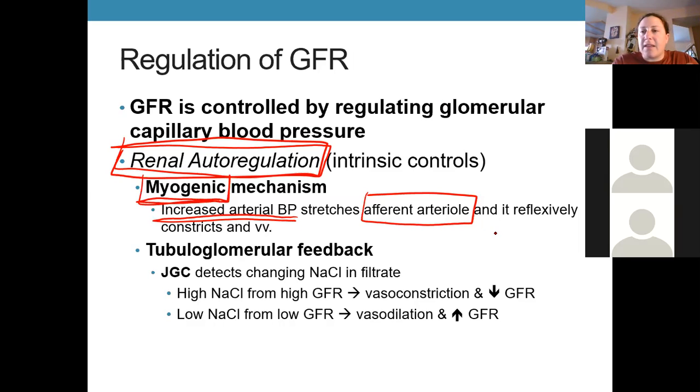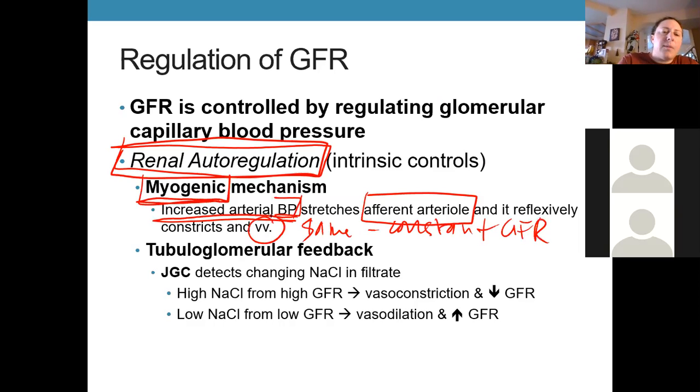In spite of the fact that the blood pressure coming into the system has changed. Because if it didn't do this, then we would increase the GFR because we increase the blood pressure. But instead, we keep it the same. Okay, so this is about maintaining a constant GFR.